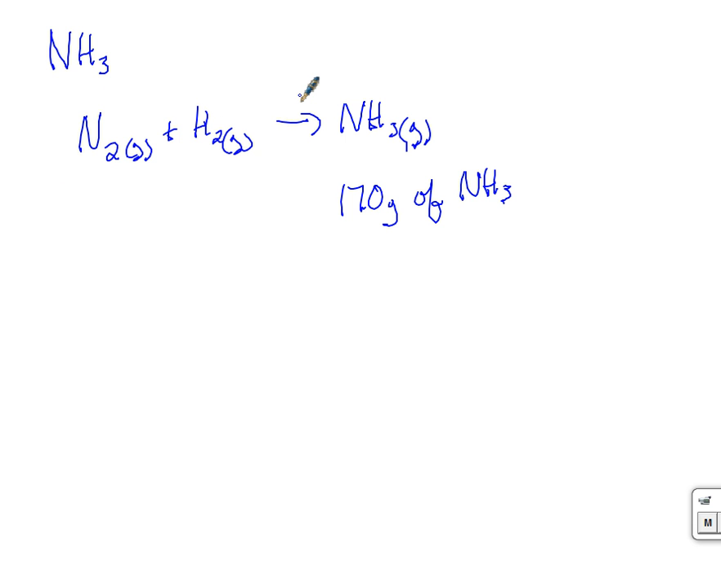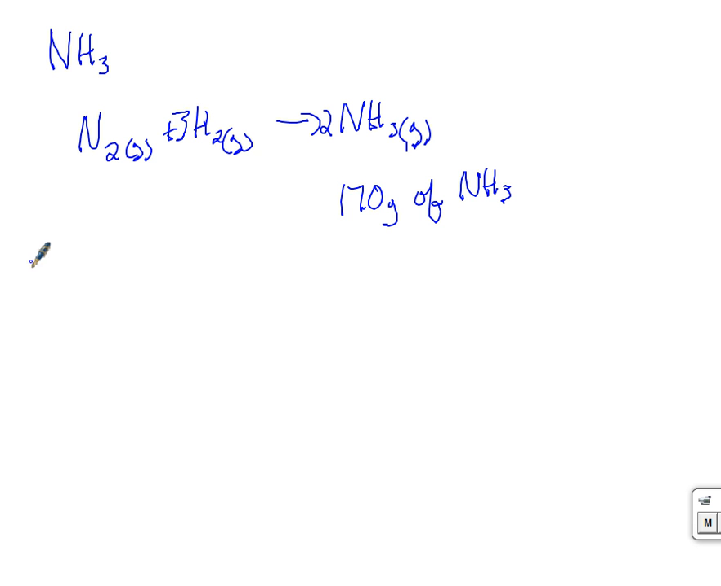Oh, and first, you have to balance equations before you can do stoichiometry. If your equation is not balanced, you will not be able to come up with the right mole ratios. So let's see here. So I want to produce 170 grams of ammonia. How many grams of nitrogen and how many grams of hydrogen do I need to produce that? So then we can buy the right amount and so we don't have waste.